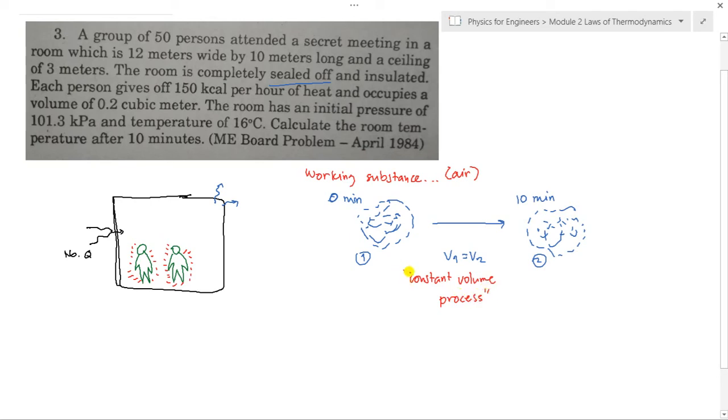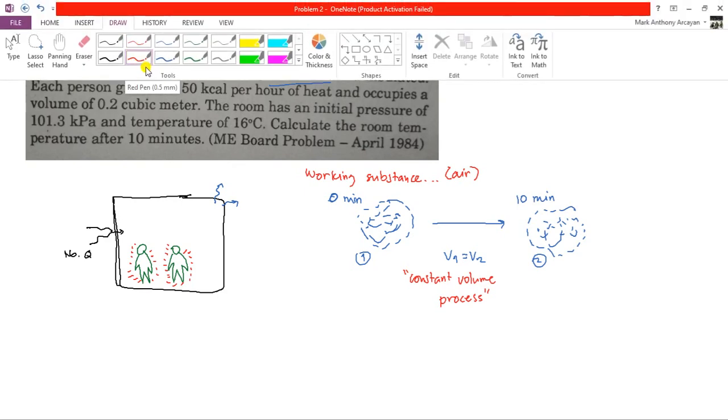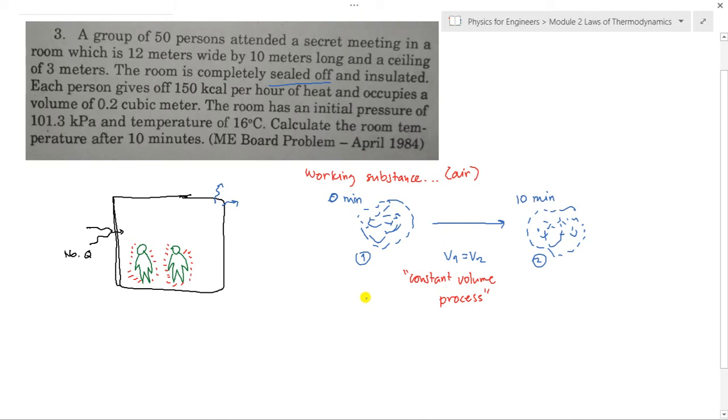Again, we should analyze this first. The volume does not vary between point 1 and point 2. And then what is volume 1? What is the volume of the room? Because the volume of the air is different from the volume of the room. Why? Go ahead, class. Why is the volume of the air different? The volume of the air is not equal to the volume of the entire room. Why can we say that?